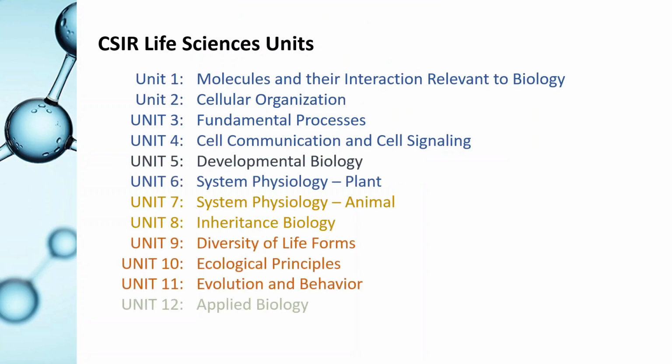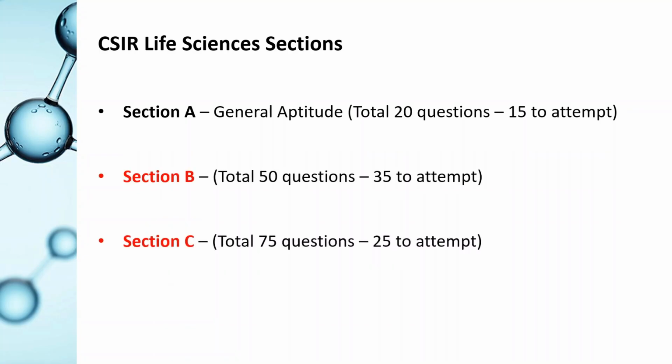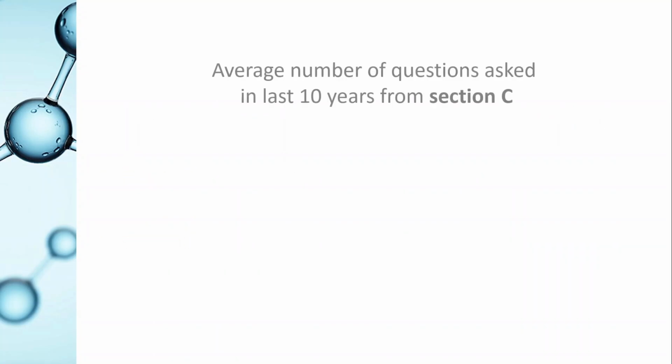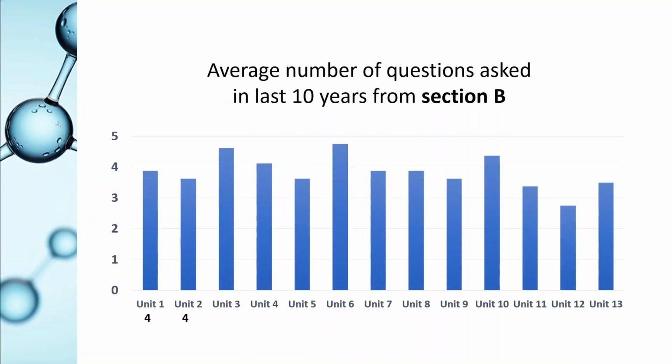All the units in CSIR have equal weightage, and an equal number of questions are asked from all the units. In the last 10 years, Section C has had maximum questions from plant physiology and tools and techniques. In Section B, most questions have been asked from molecular biology and plant physiology.